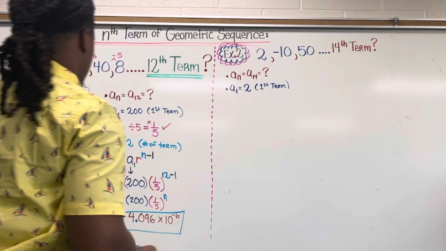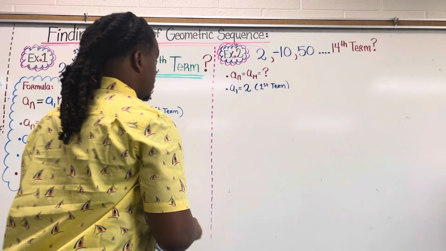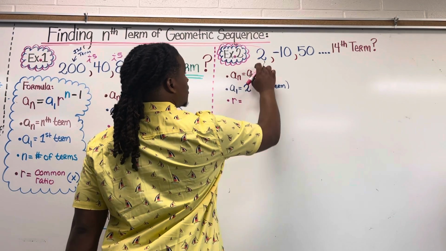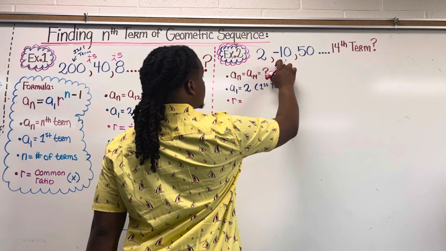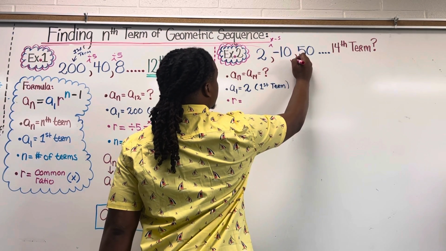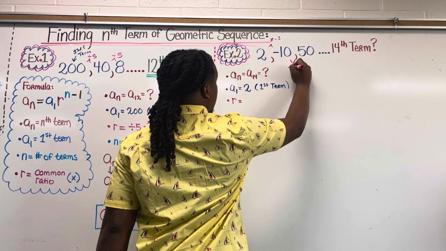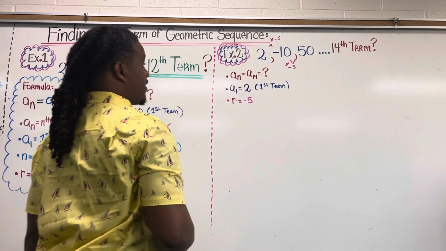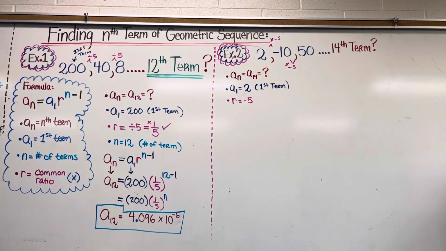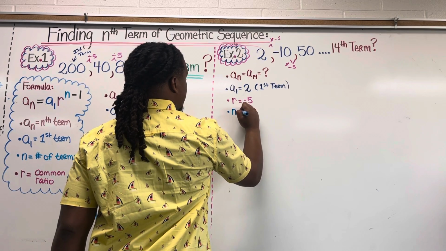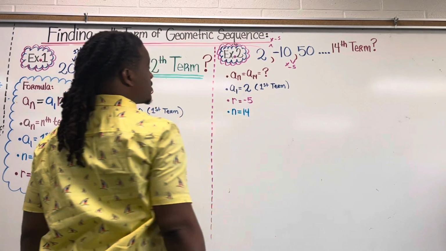The next part will be the common ratio, which is r. For me to go from 2 to -10, I had to multiply by -5. For me to go from -10 to 50, I have to multiply by -5. So my common ratio is -5. And then the number of terms in this particular case would be 14, because we're trying to find out the 14th term.